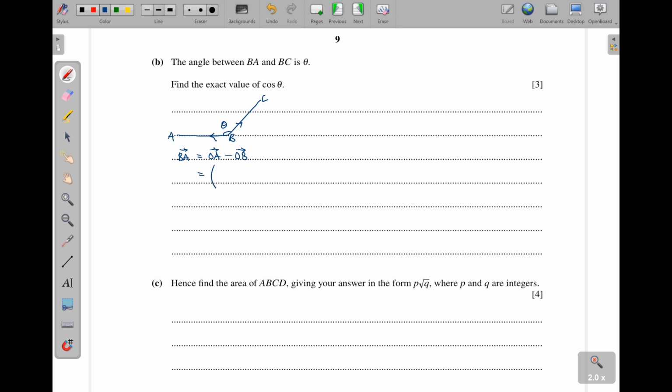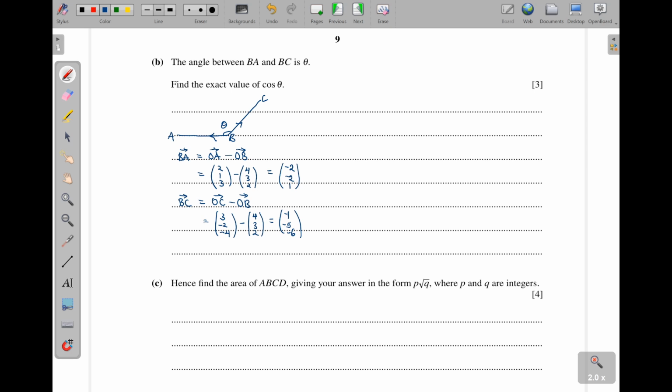So what is our OA? It is 2, 1, 3, and then my OB is 4, 3, 2. When I subtract them, we shall get -2, -2, and then 1 here. Then BC. BC is OC minus OB. So OC is 3, -2, -4. Then OB is 4, 3, 2. When we subtract here, we shall get -1, here -5, and then here -6.